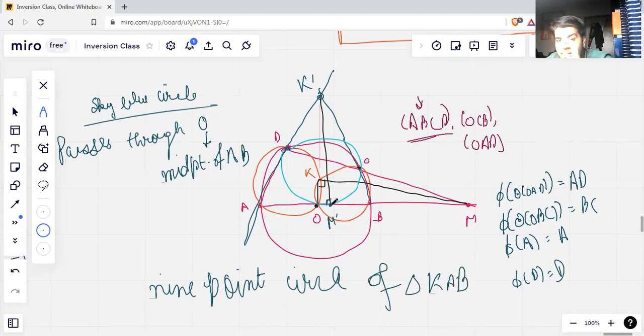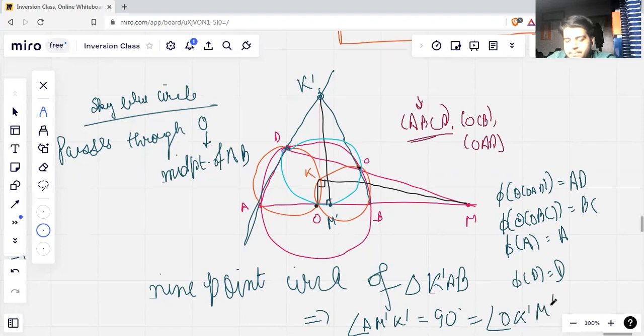Why? Because M' is a point lying on AB and on the 9-point circle. We already know that O is the midpoint, so M' cannot be the midpoint. M' should be the feet of altitude, right? Because the 9-point circle passes through midpoints and the feet of altitudes. So we get that M' is the feet of altitude on AB in triangle K'AB. So this just gives us angle AM'K' is 90 degrees, which is equal to angle OK'M'. So we are done.